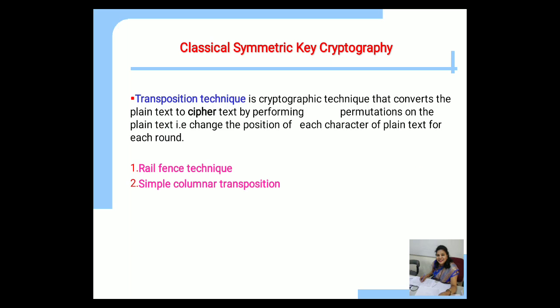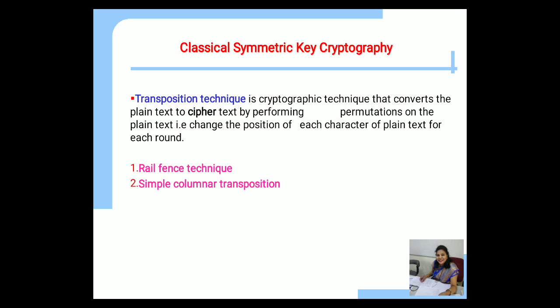Let us see the second type, that is transposition technique. If you remember in the last video lecture, I told you that in substitution technique we replace each and every character of plain text by another character to generate the ciphertext. But in transposition technique, we are not going to substitute any character by another character. We are just going to change the position of the characters in the plain text. So transposition technique converts the plain text to ciphertext by performing permutation. Changing the position is also known as permutation.